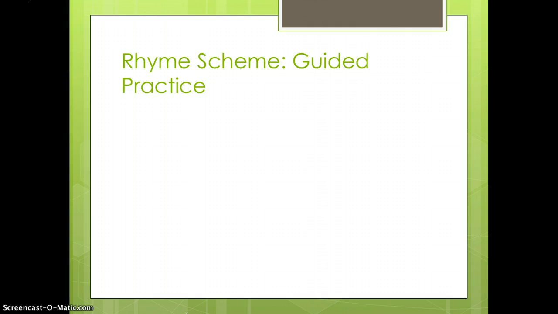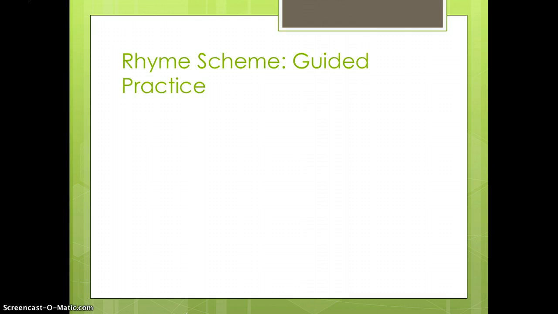Okay, so now you have some notes, and what we need to do is make sure you understand what you just wrote down. So first we're going to talk about rhyme scheme. We're going to focus a lot on poetry here. And rhyme scheme is the first thing we think of when we think of poetry, all those fun rhymes. So here's your guided practice.